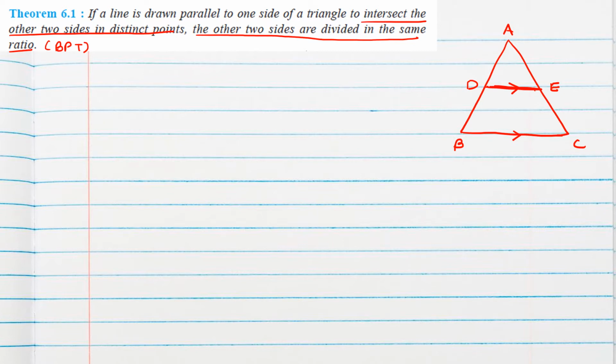In all theorem proofs, you should write the given thing first, because the correct diagram, given, to prove, and construction, if it has construction, all these things contain marks. So given, we can write in triangle ABC, DE is parallel to BC. Now what we have to prove is that AD by DB is equal to AE by EC.